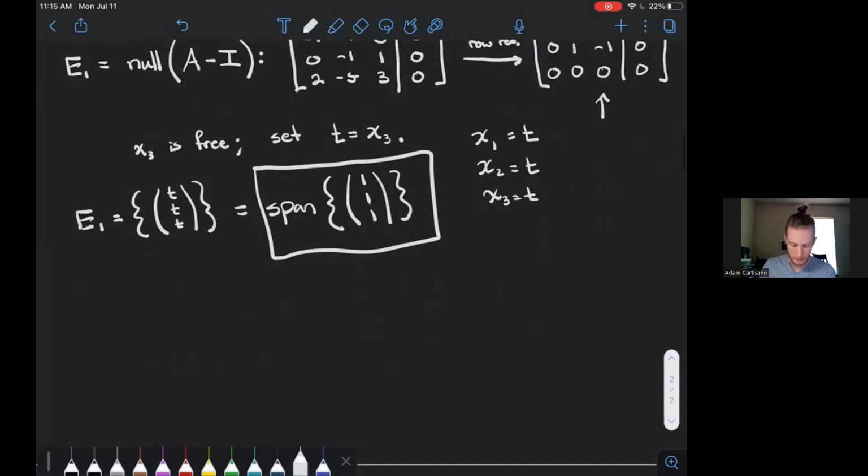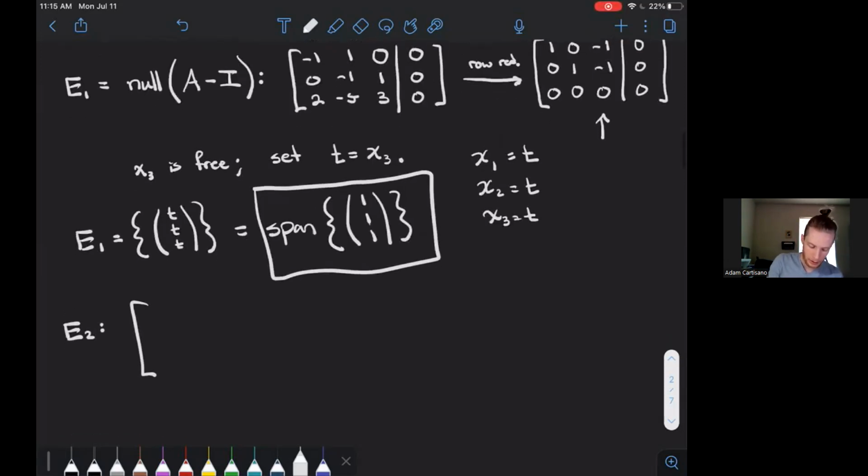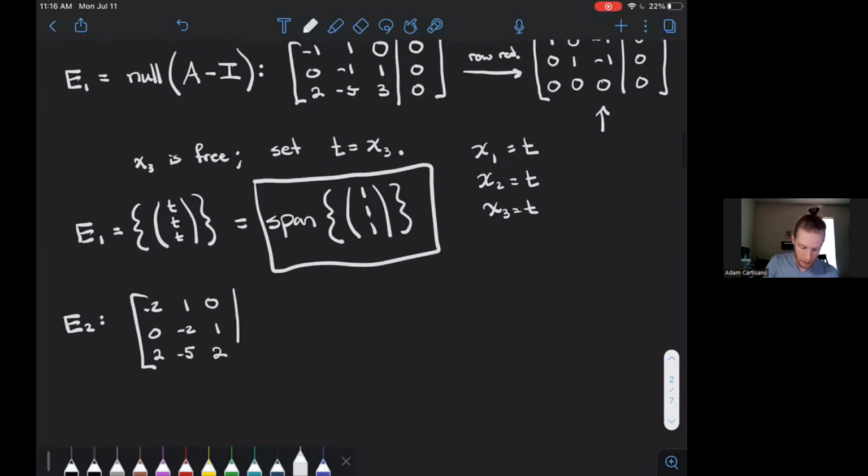Okay, let's try E2. So this is going to be the null space of A minus 2I. I'm just going to write down what that matrix is, the augmented matrix for the homogeneous linear system. So that'll be -2, 1, 0, 0, -2, 1, 2, -5, 2. Again, it's not obvious that this is a dependent, non-invertible matrix, but it is.